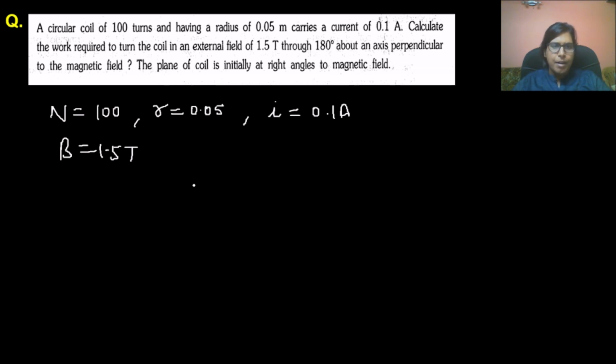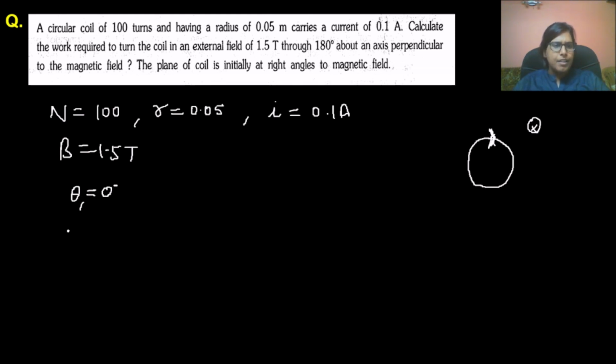So here, the plane of the coil is initially at right angle to the magnetic field, right? Suppose the magnetic field is directed inside the paper, then the plane of this coil is here. This plane of the coil is perpendicular to this magnetic field, right? So initially theta we can take 0 degree. If current is flowing in this direction, then it will be 0 degree. If it is in the opposite direction, then we can take theta as 180 degree, right? So theta is initially 0 degree.